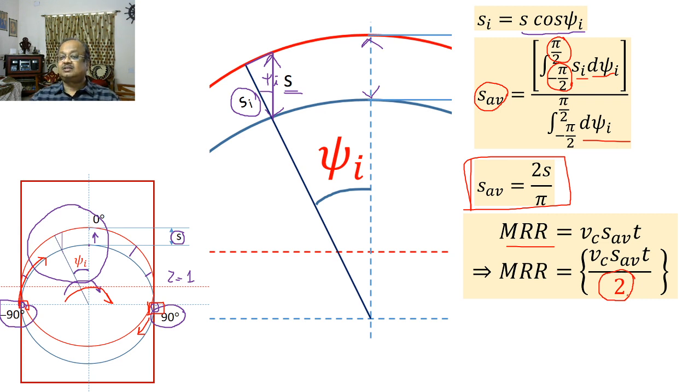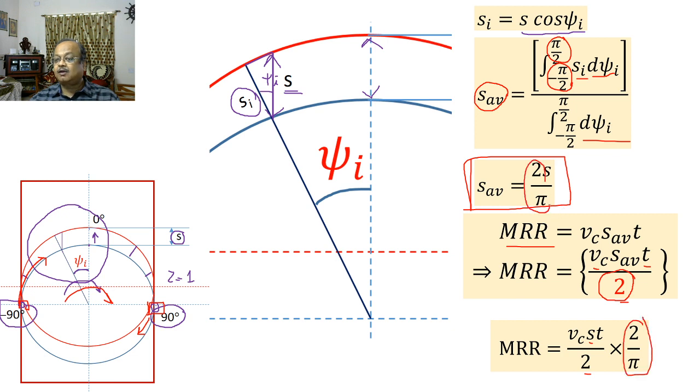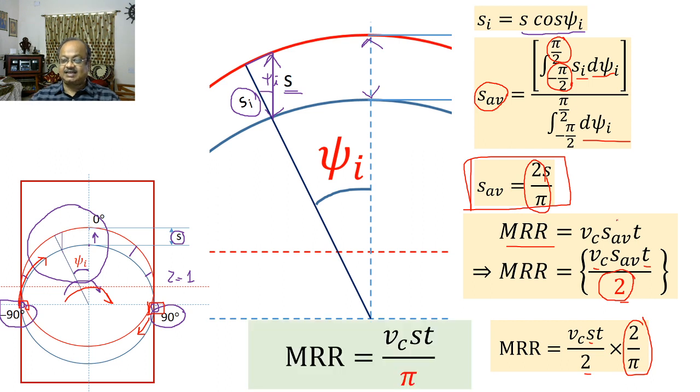Now let us put the value of average feed in this expression. So VC comes here, T comes here, average feed S comes here, this 2 comes here, and this 2 by pi also appears. And as it appears, we get the same expression, which is VC into S into T. So this is the generalized approach for calculation of material removal rate in milling, or in any other situation where my feed doesn't remain constant.